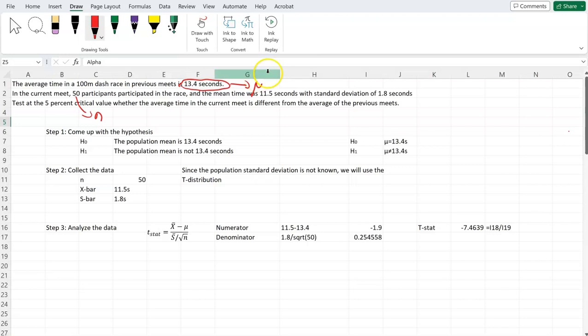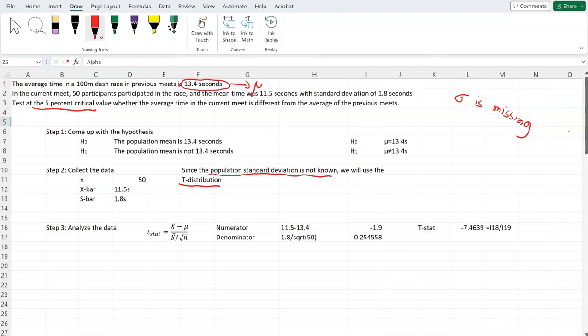So notice that the population sigma is missing here, so we basically write it down here. Since the population standard deviation is not known, we are going to use the t distribution in this case. But before we do that, first we have to frame the hypothesis question and the statements, and then we will evaluate it at whatever critical value the question says. Now the question is asking at 5% critical value.